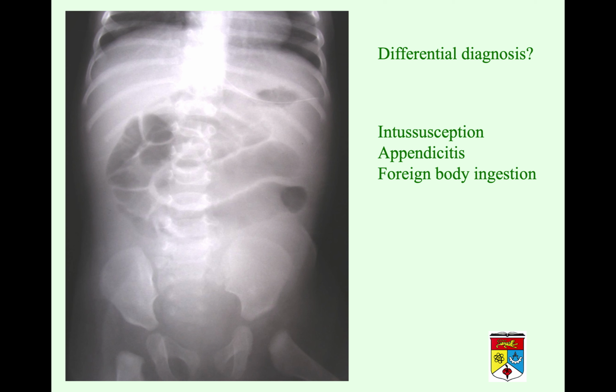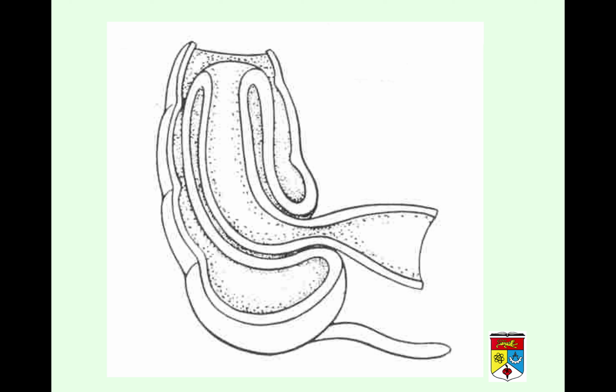Normally it's 3 years and above, or think about foreign body ingestion as well, because most of the foreign body is not opaque. Okay, now this is a schematic diagram of intussusception. Intussusception means that there is a telescoping of a small bowel, which is the ileum, into the large bowel.